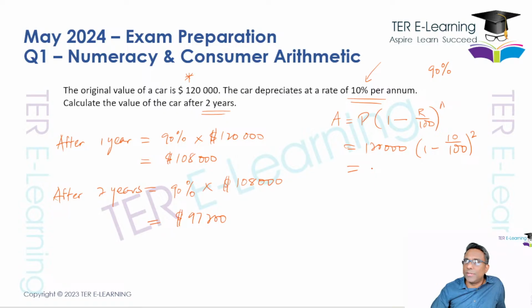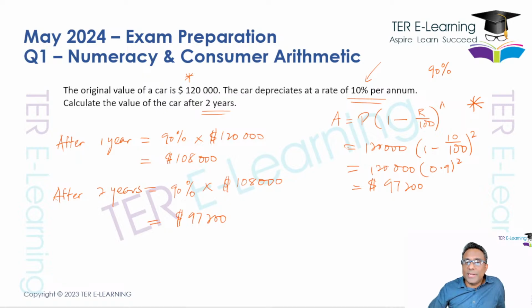Now, if I use my calculator, 1 minus 10 divided by 100 is 0.1, and 1 minus 0.1 is 0.9. So this is 0.9 squared. If you work this out, you should get the exact same answer I got here. That's 0.9 squared multiplied by 120,000, and you're going to get the same 97,200. So you could have used this formula as well in order to work out your depreciation.